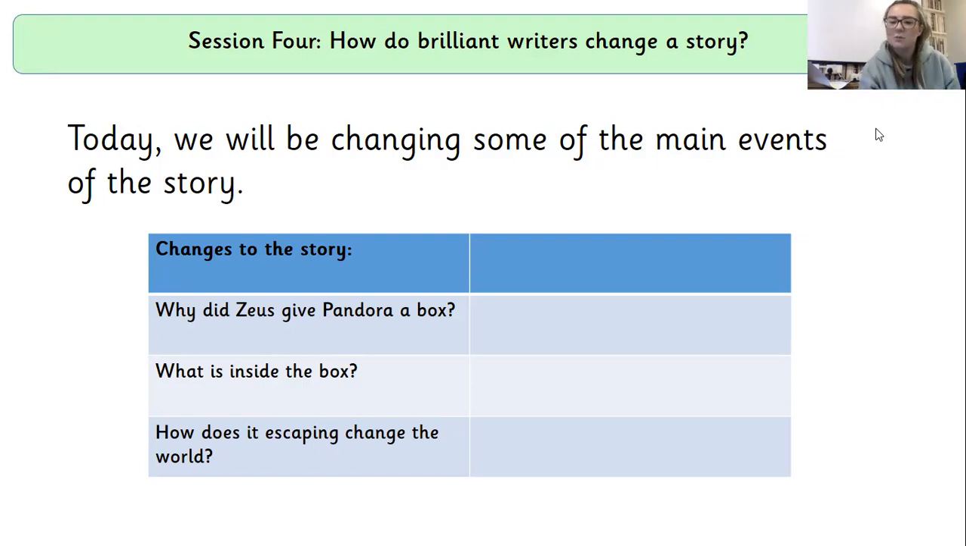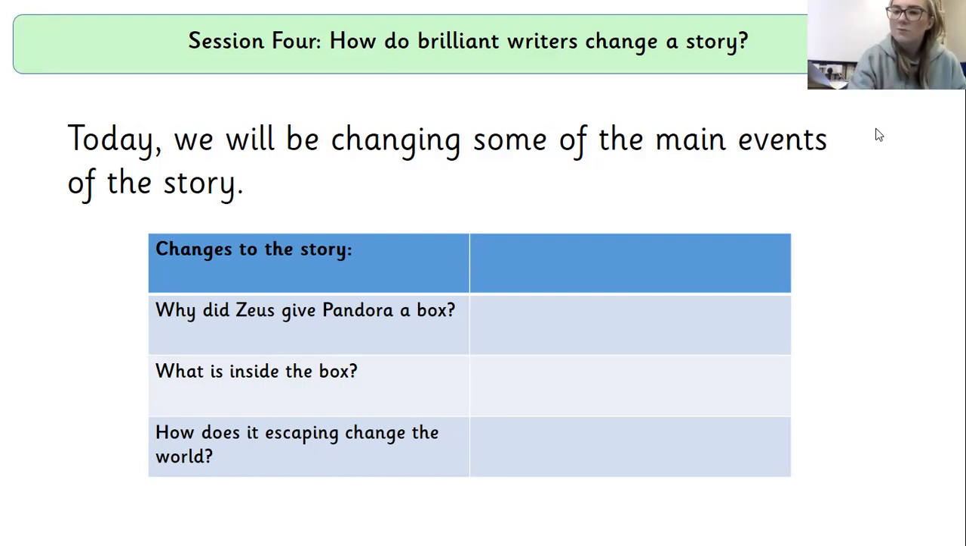And then the last one is, how does that escaping change the world? So, for example, if you had money inside the box, okay, and then every person in the world got a little bit of money, well, that would mean there'd be no more poor people and no more people that couldn't afford to eat or drink. So that would be a really good thing. So you need to think about what's inside, okay, and how does it escaping change the world? If everyone was kind, then hopefully we wouldn't have any more bad people in the world.